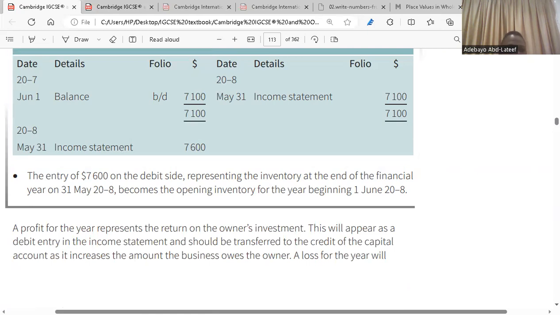They said the entry of 7,600 on the debit side represented the inventory at the end of the financial year on 31 May 28 becomes the opening inventory for the year beginning 1 June 28. Is it clear now?